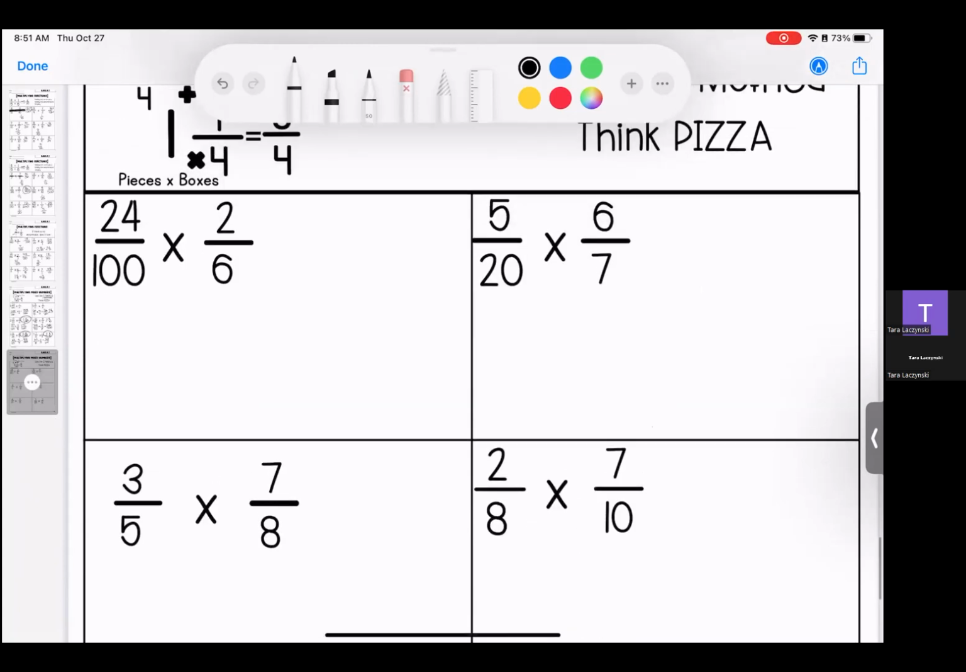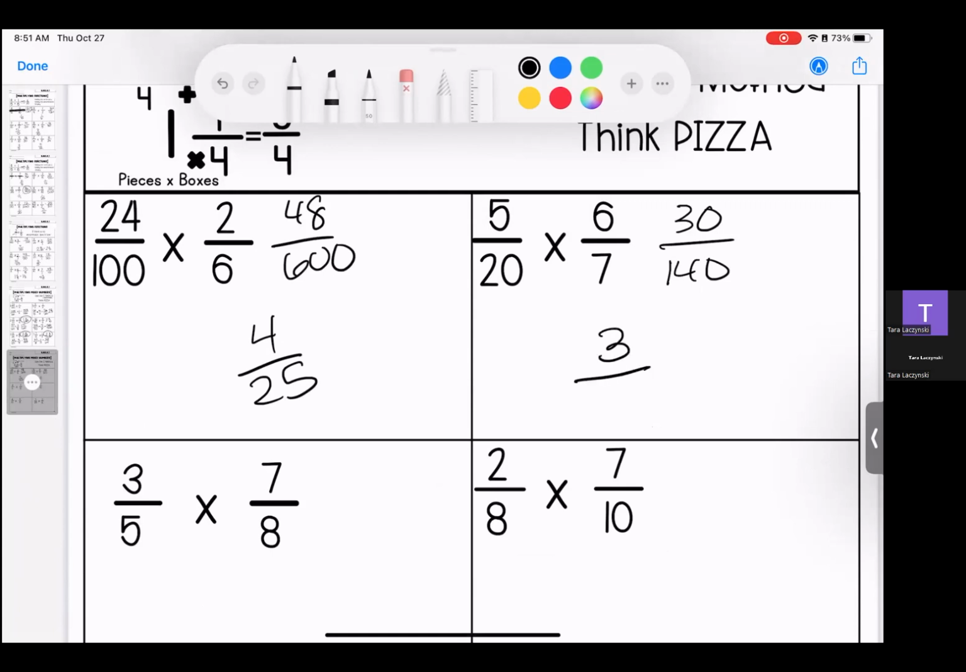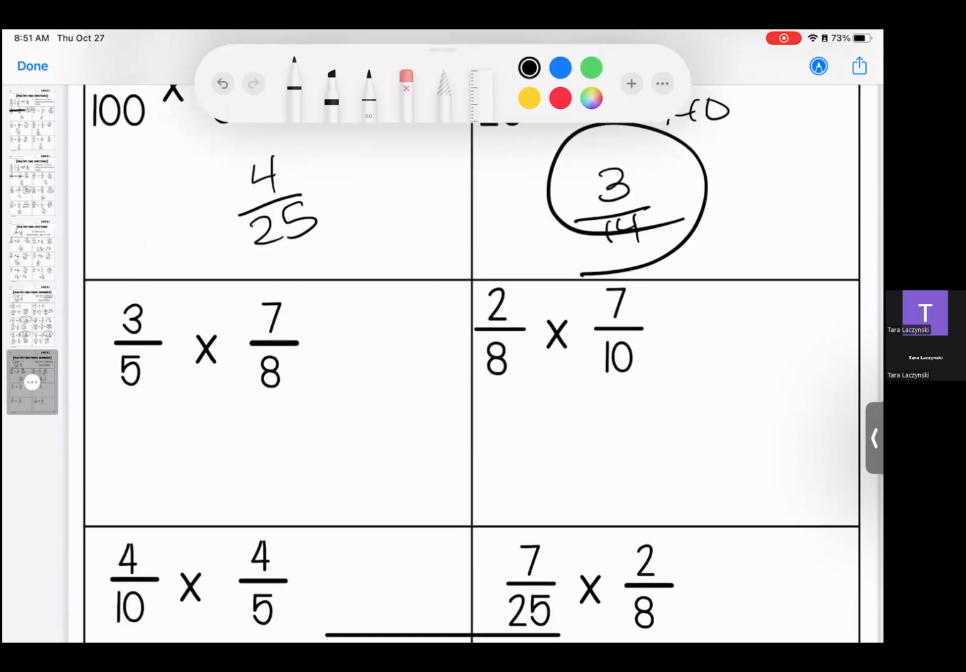Here we go. 24 times 2 is 48. This would be over 600. This is going to simplify to 4/25. 5 times 6 is 30. 7 times 20 is 140. This is going to simplify to 3/14. 3 times 7 is 21. 5 times 8 is 40. That's going to be simplest form.